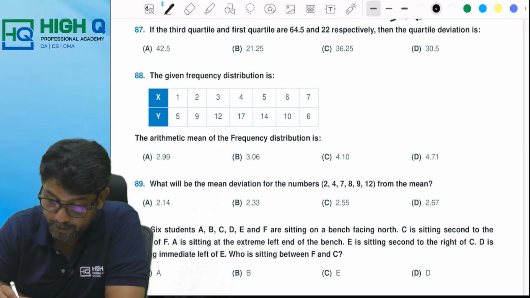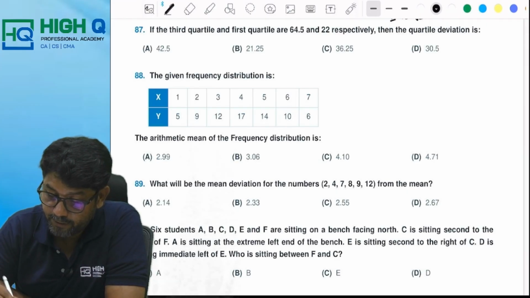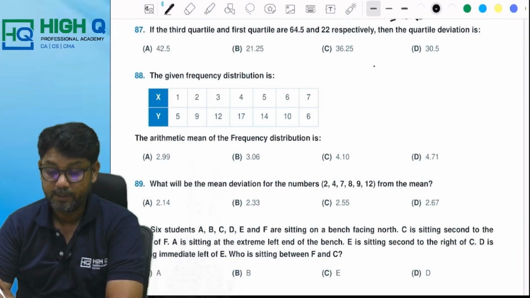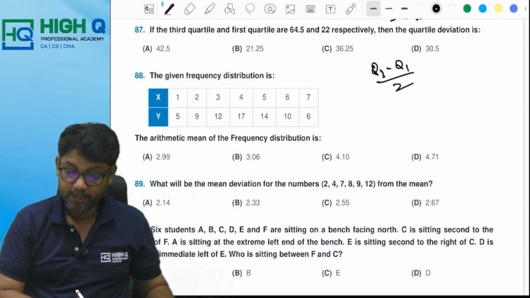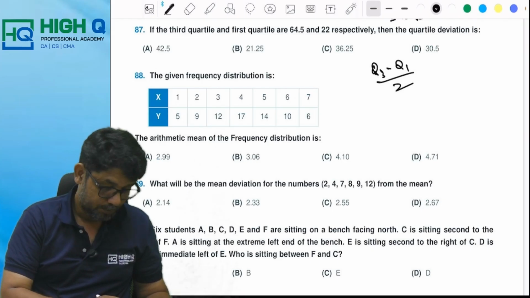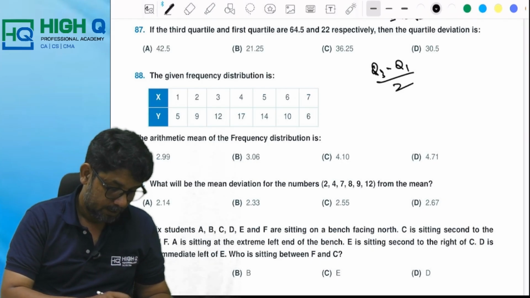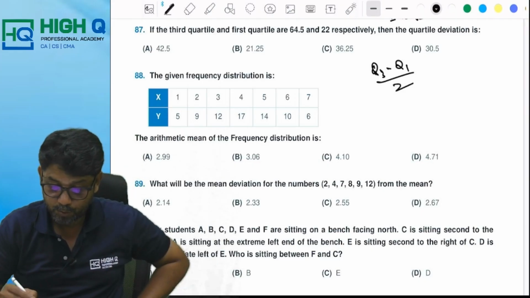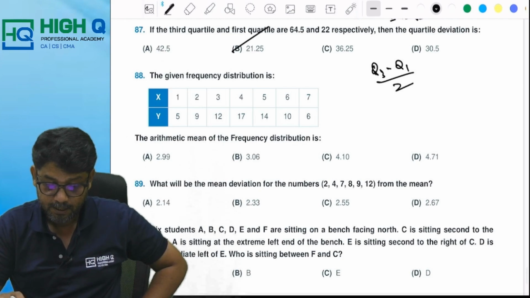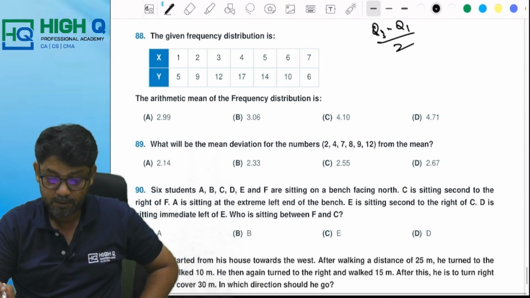Okay, next. The third quartile and the first quartile are 64.5 and 22 respectively. Then the quartile deviation is, I think, very simple. Quartile deviation is equal to Q3 minus Q1 divided by 2. So simply what we can do, my dear, Q3 is 64.5 minus 22 divided by 2. That's it, 21.25. Option B directly.